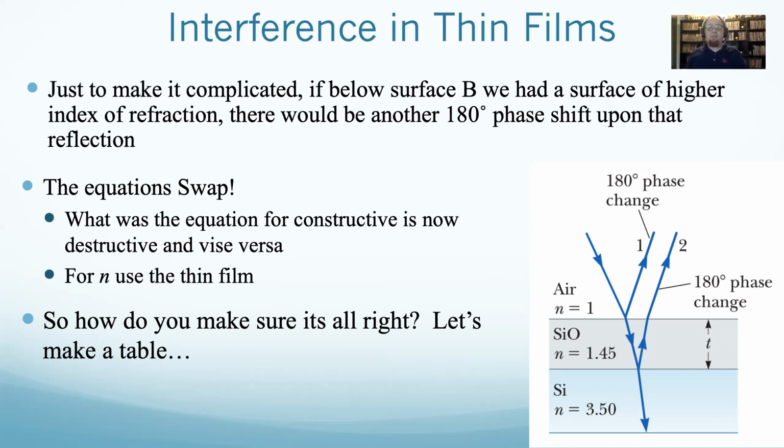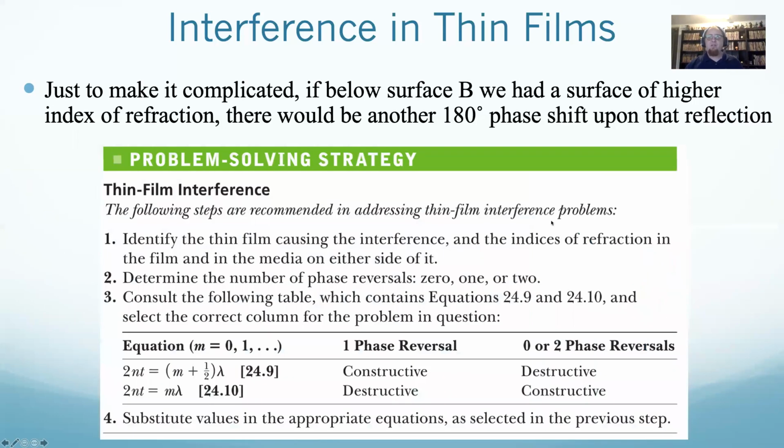This table is stolen from a textbook, but it's good. I recommend using it. It is your friend. And the general idea is: identify the thin film causing interference, look at the index of refraction before it and after it, and figure out how many phase reversals there are. If there is one phase reversal, the top equation is constructive and the bottom equation is destructive. If there are zero phase reversals or two phase reversals, the top one is destructive and the bottom one is constructive.